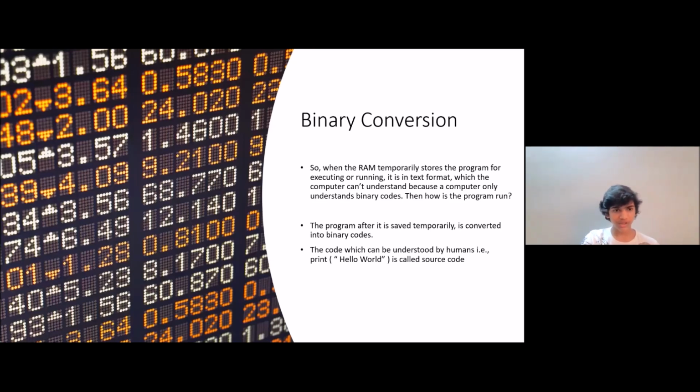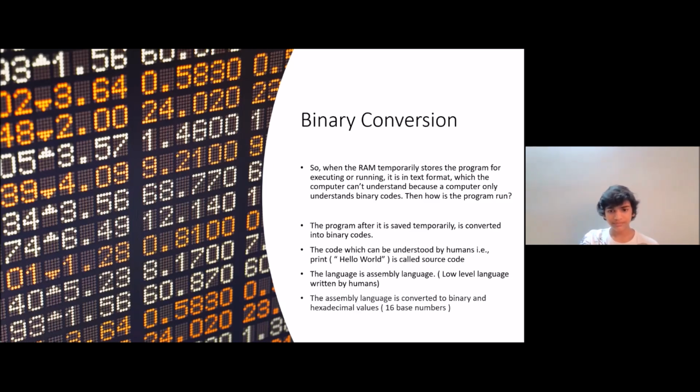It is called source code because that is understood and written by humans. And the language which is used is called assembly language. It is called assembly language because it is the low level language written by humans. So we first write this language, then only it gets executed. So it is the lowest level of programming.